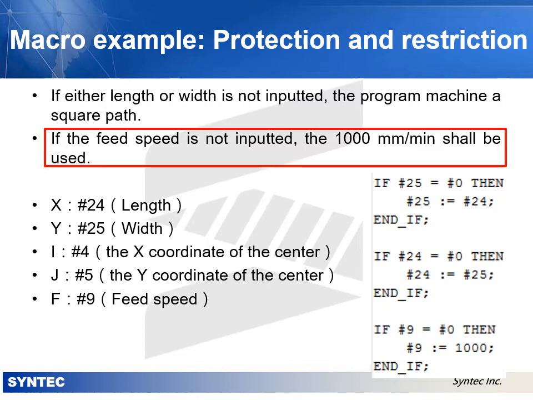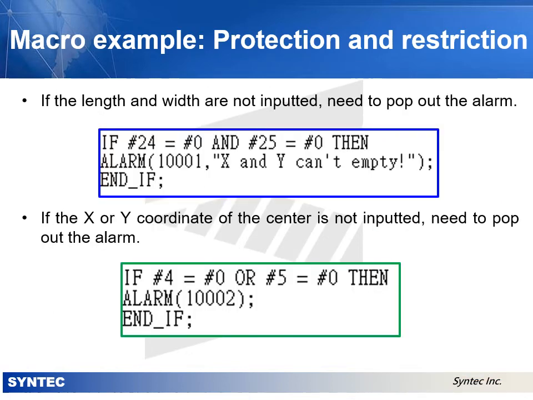Second, if the feed speed is not inputted, 1000 mm per minute shall be used. The content of the condition and statement is clear, so the completed content is shown in the red box on the right side. This page will introduce protection by popping out of the alarm.